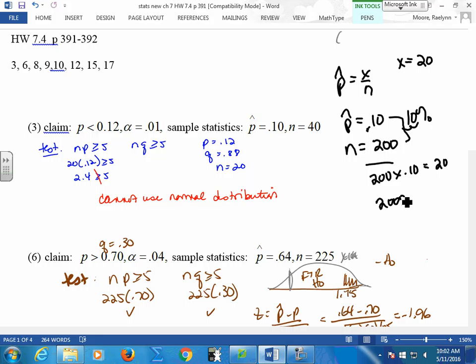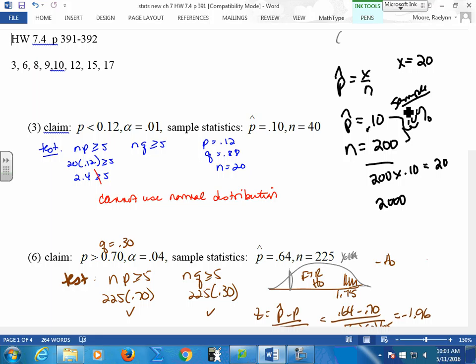Common sense on this. P-hat is all from your sample. Sometimes they say 10 people out of 200. Sometimes they say 53 people out of 976 people. And you have to find your p-hat. Sometimes they give you the percent, and if you use your calculator, you have to find your x. If you don't use your calculator, you use your formulas, you don't need x, because your formula uses p-hat.